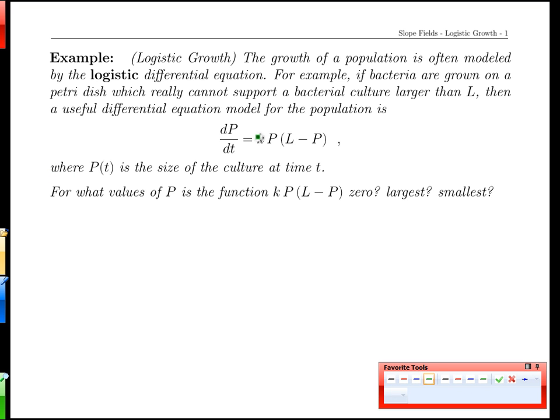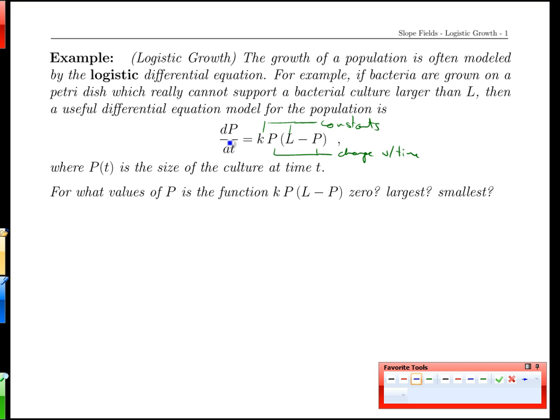So in all of our study here, both K and L are going to be constants, and P changes with time. That's why it makes sense to talk about the rate of change of P.